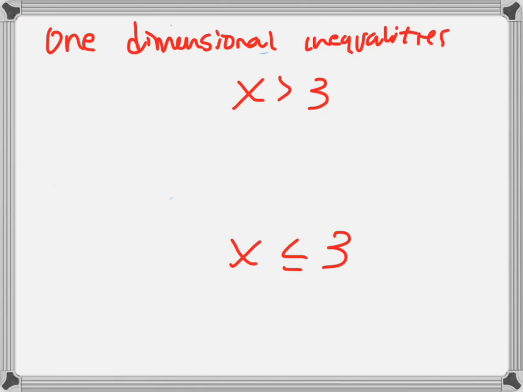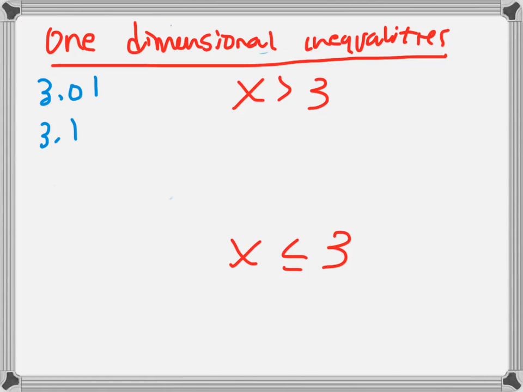So the first thing I want to do is review one-dimensional inequalities, because we're going to use the concepts of one-dimensional inequalities to extend into a two-dimensional system. At the beginning of the year, we talked about these one-dimensional inequalities like x is greater than 3. So everything that would fit here are all the x values that are strictly greater than 3. So things like 3.01 would work, 3.1, 4, 5, 10, 1,000, those would all work.